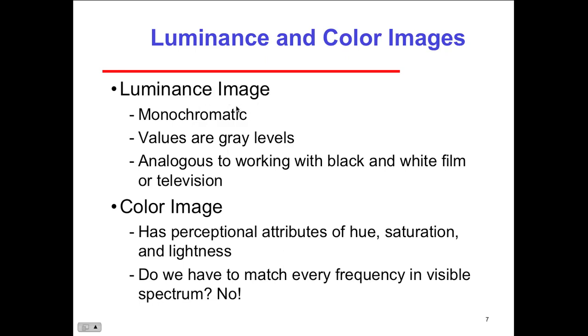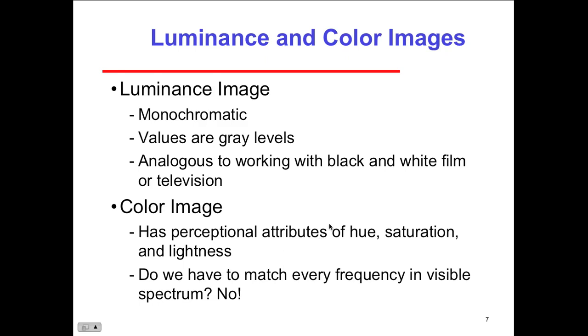Luminance of images, monochromatic values are gray levels in terms of grayscales, analogous with working with black and white film or television. And then we also have the color image concept. These are just some vocabulary and some words for you. It has perceptual attributes of hue, saturation, and lightness. So we can apply saturation, hue, and we can run functions that create the effect that we're looking for with OpenGL rather than having to do it manually. Which is the beauty of OpenGL, is it actually does a lot of this stuff for us.